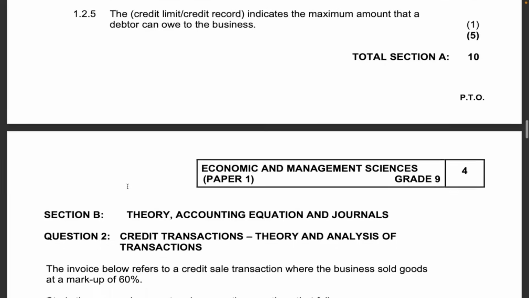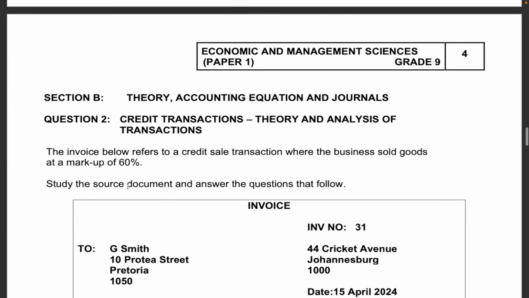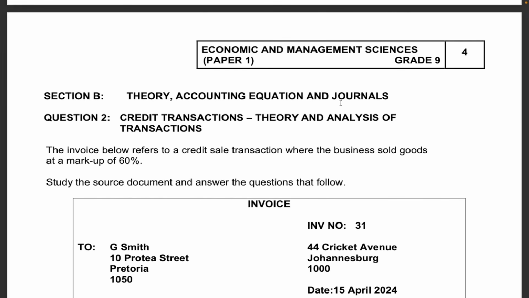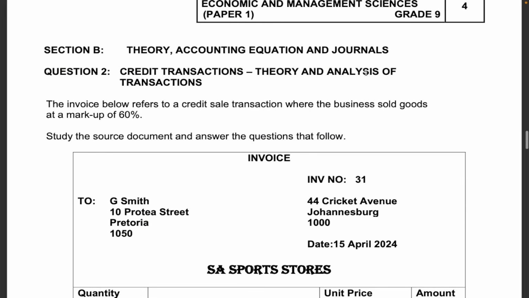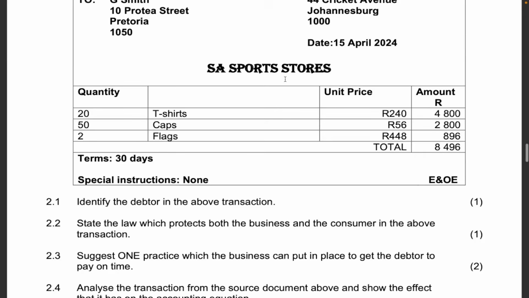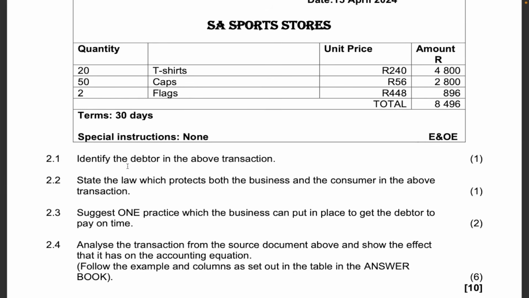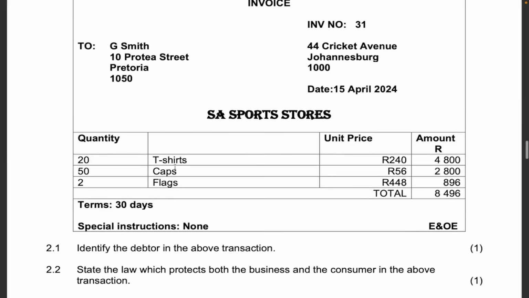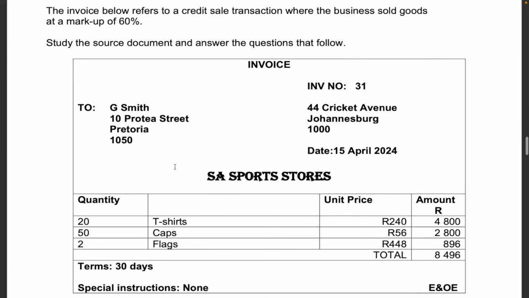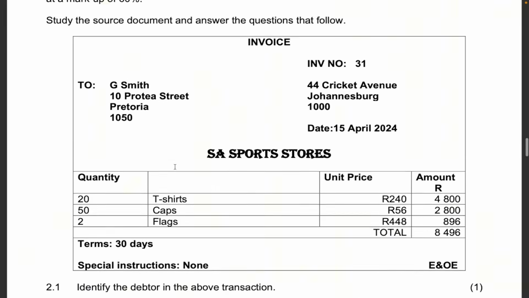So let's move along to section B, theory, accounting equation, and journals. Question 2, credit transactions, theory and analysis of transactions. And so let's go down and see what is required. 2.1 says identify the data in the above transactions. And so let's go ahead and answer these questions as we have been given.